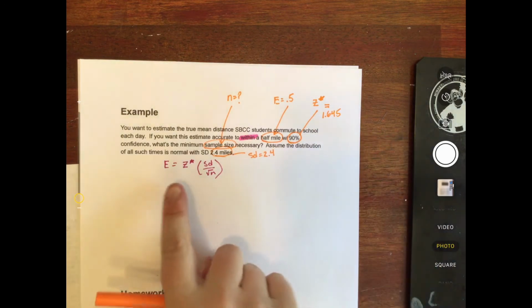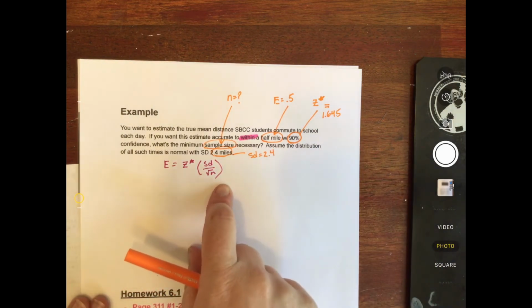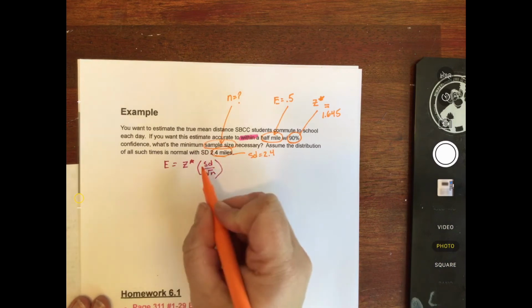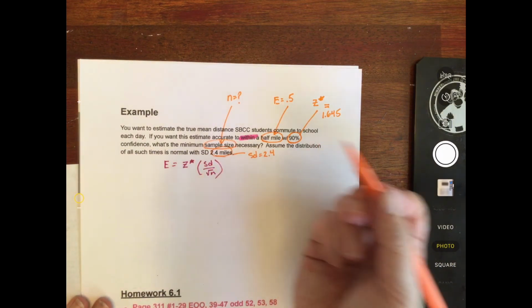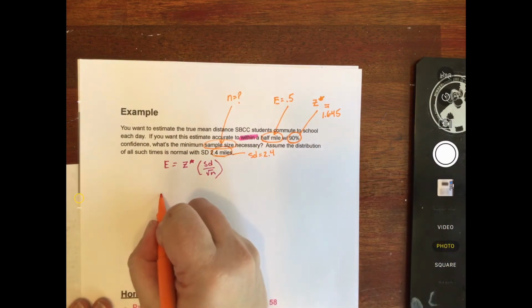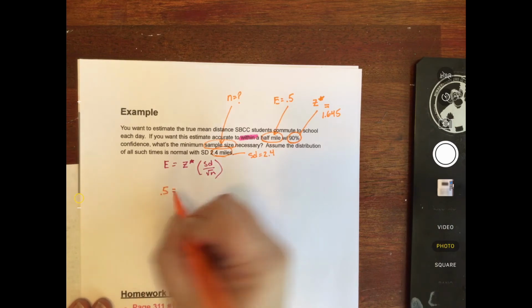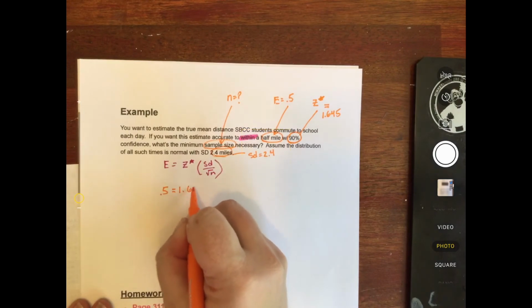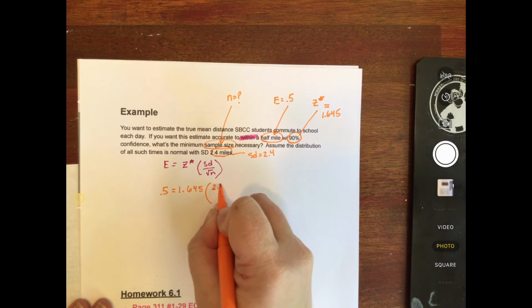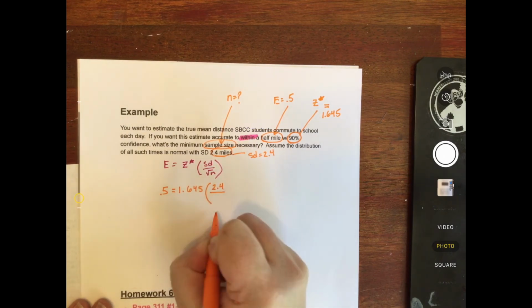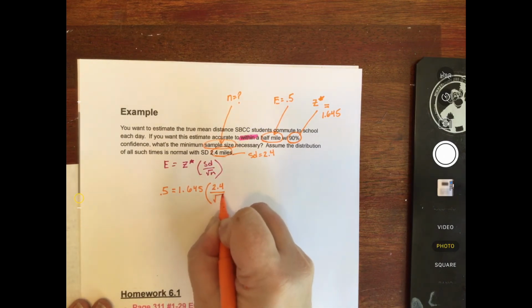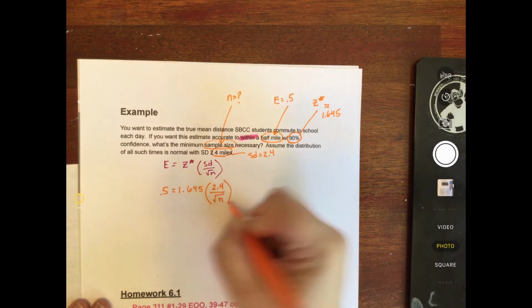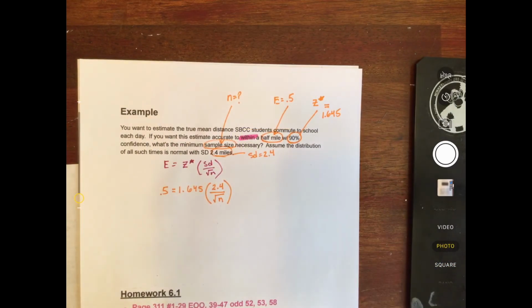All right, I'm just going to use this formula. So it's not solved for n for me. I'm just going to use algebra to solve it. The error is 0.5, okay? The z critical value of 90% is 1.645. The standard deviation is 2.4. Divide by the square root of, oh, I don't know what n is. That's what I'm solving for. So now I'm going to use algebra to solve for n.